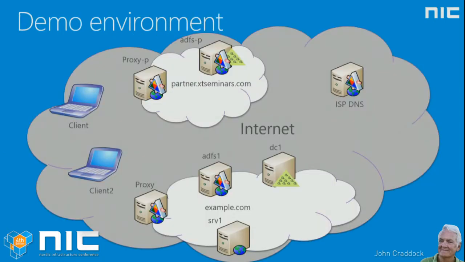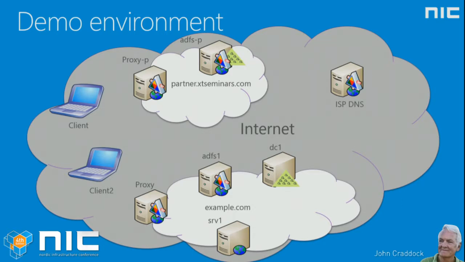So there's my demo environment. I've got my pretend internet. I've got a corporate network with a proxy, an ADFS server, a domain controller, and in this particular case, a single server running a claims-aware application. And then I have a partner organization sitting there as well, just in case I needed it. And I've got what I call my ISP DNS, which is my DNS server for the cloud. And obviously my DNS server for the internal network is also the domain controller.